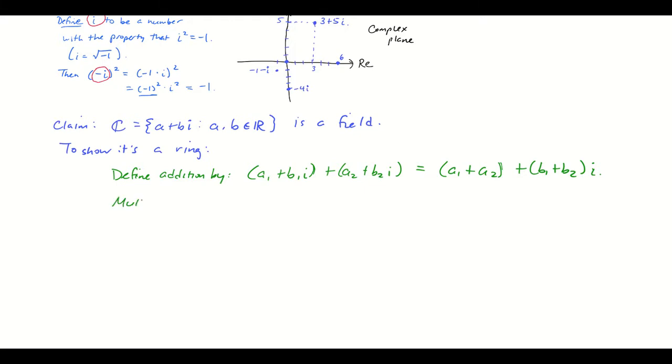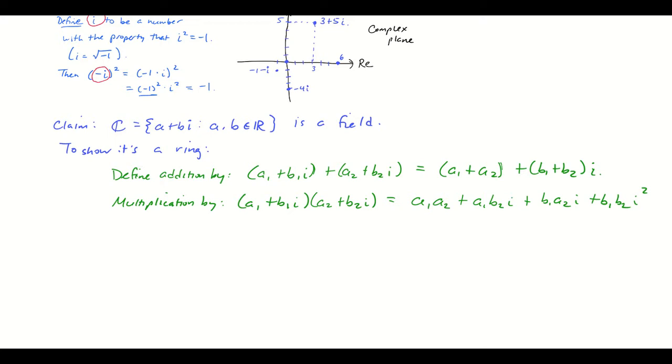And we'll define multiplication as follows. If I have two complex numbers and I want to multiply them, then I do that in a way consistent with the distributive law. So I'm going to say that's a1a2 + a1b2i + b1a2i + b1b2i squared. And then we're going to keep in mind here that we've defined i squared to be -1. So that comes out to (a1a2 - b1b2), because that i squared was -1, plus (a1b2 + b1a2)i.